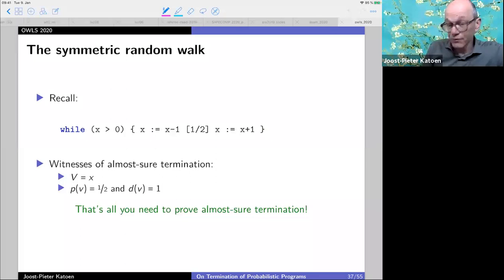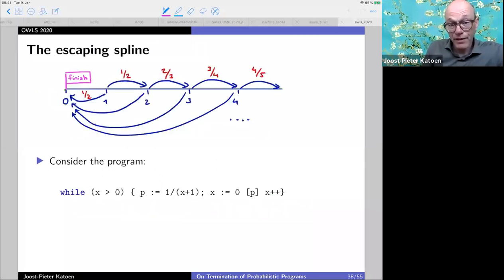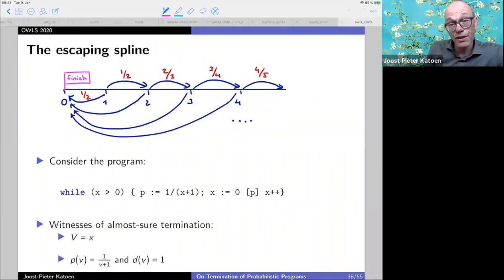So this is all we need to prove termination. The escaping spline, this program where the probability to move to the right is increasing, can also be shown to be almost surely terminating. And this is the witness we need for this. Again, we take the position along the line. D is the constant 1, because we decrease in every iteration at least 1. Why do we get this 1? Well, this comes from this jump over here, where we can only go 1 position to the left. And the probability that this happens is 1 divided by 4 plus this value, and that's exactly the probability which is on those back edges.